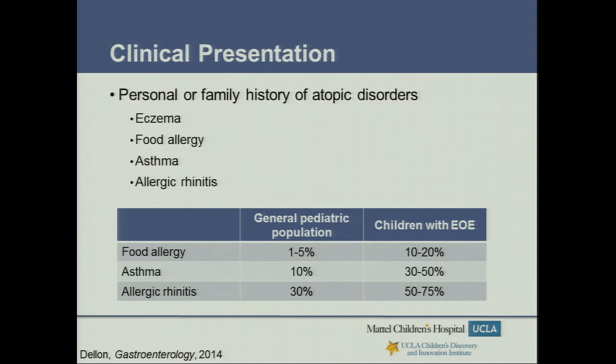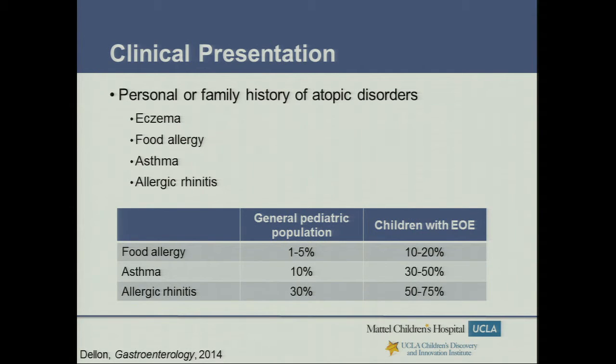It's also important to know that patients with EoE very often have personal or family history of atopic disorders, including eczema, IgE-mediated food allergies, asthma, and allergic rhinitis. And you can see that if you compare children with EoE to children in the general pediatric population, the kids with EoE are about 2 to 3 times more likely to have either a personal or family history of allergy, asthma, and allergic rhinitis.